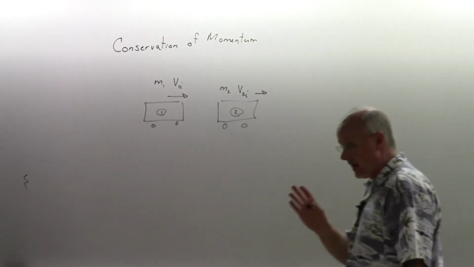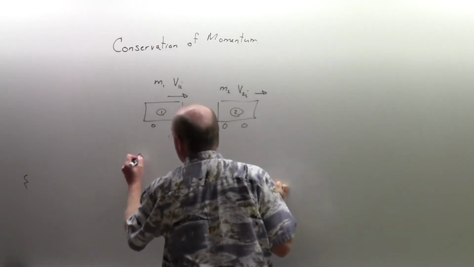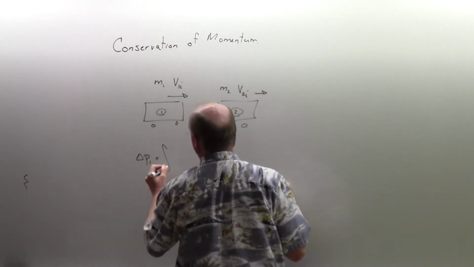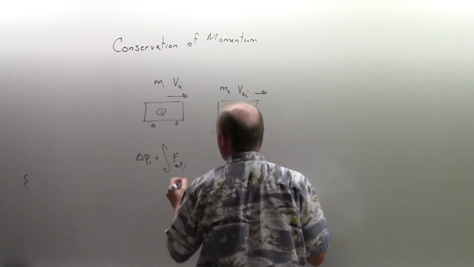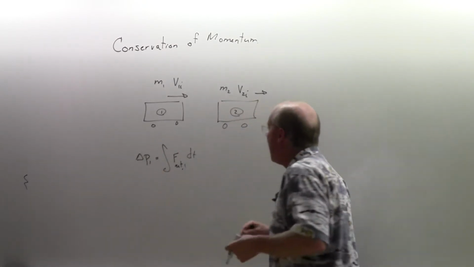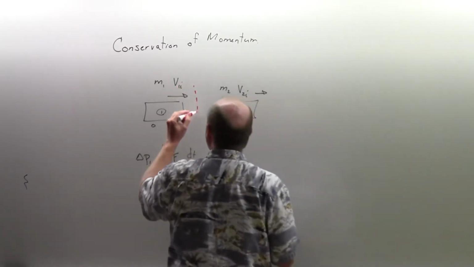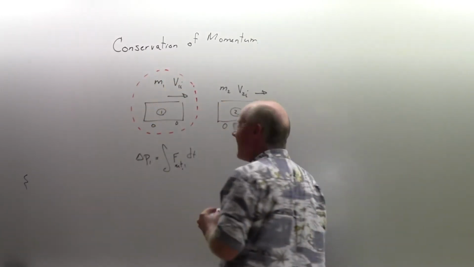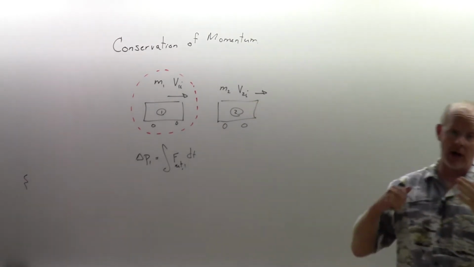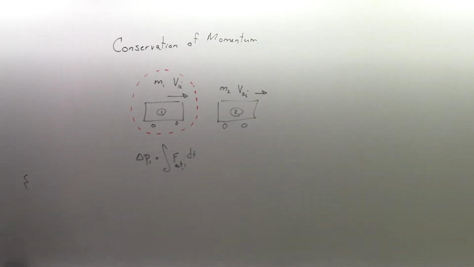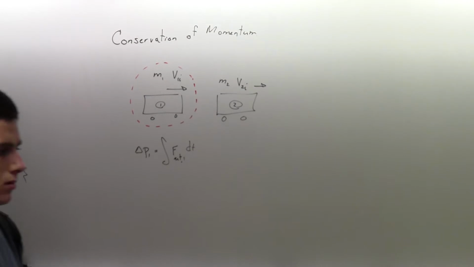But the idea was this: the change in momentum of number 1 would be the net force on number 1 integrated over time. And so if your focus is just on number 1, that is, if you draw a dotted line around this and say that is your system, well, as cart 1 hits cart number 2, there is an outside force. And that is cart number 2 pushing on cart number 1.